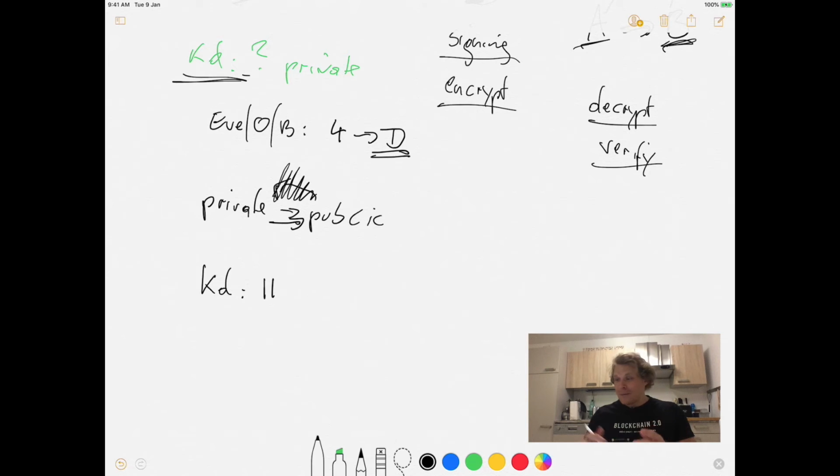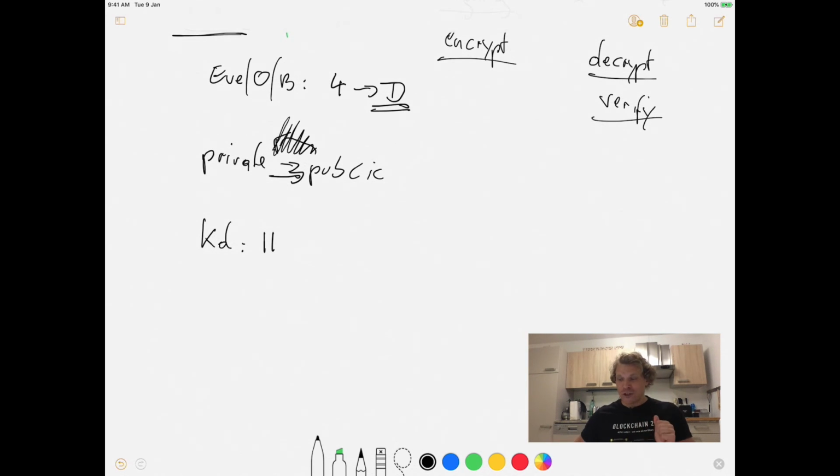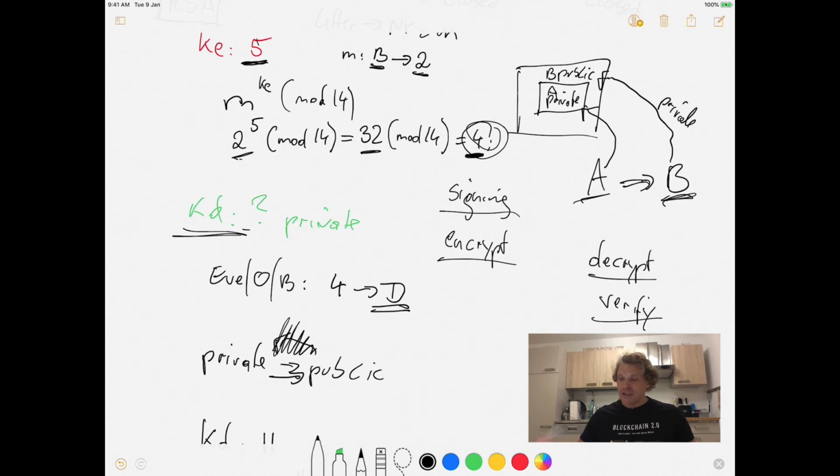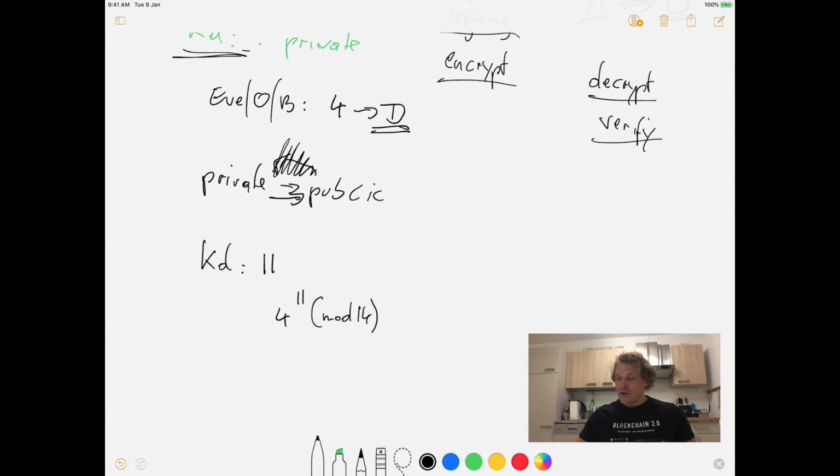And now Bob has to do the exact same function. So Bob takes 4 to the power of 11. It's the same function. Remember, the function stays the same, just the key changes. Mod 14, the same as before. So now we need to do a lot of math, and this is where we actually need to do some calculations, because 4 to the power of 11 is not something I can do in my head. So I need to use my calculator.